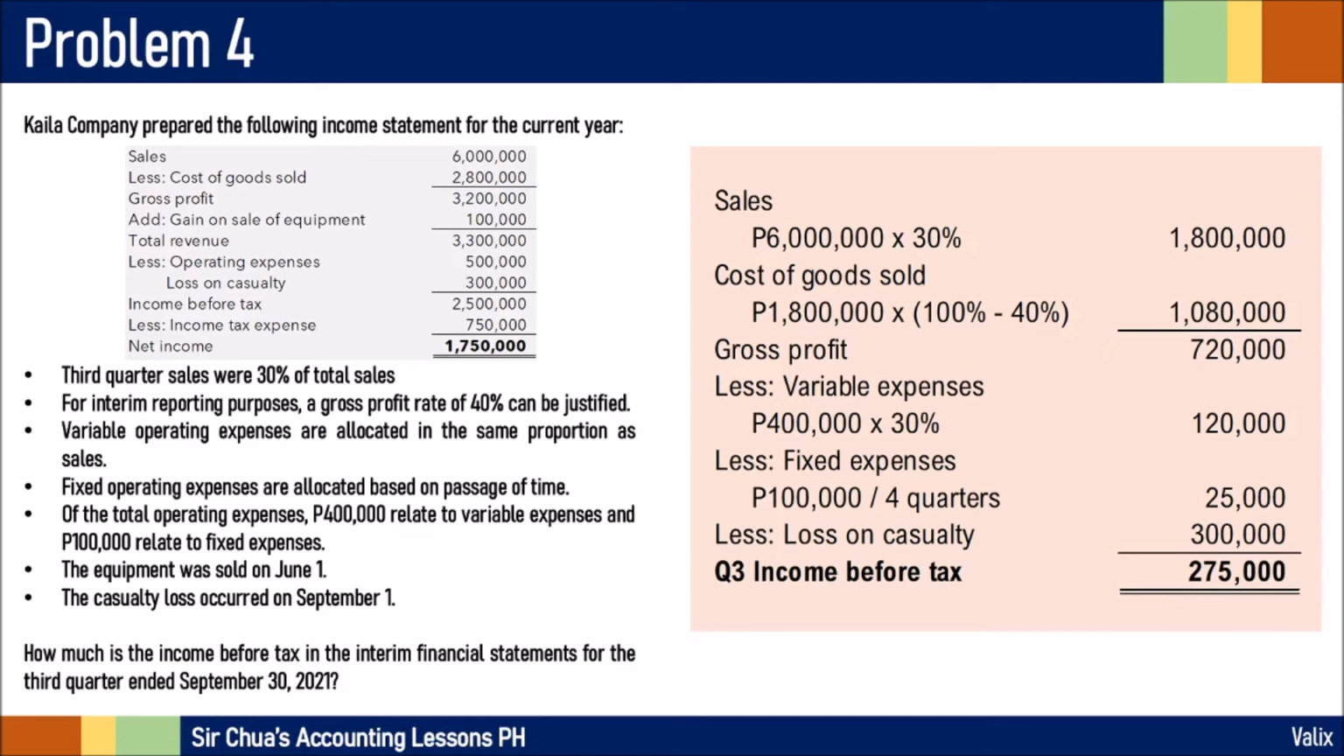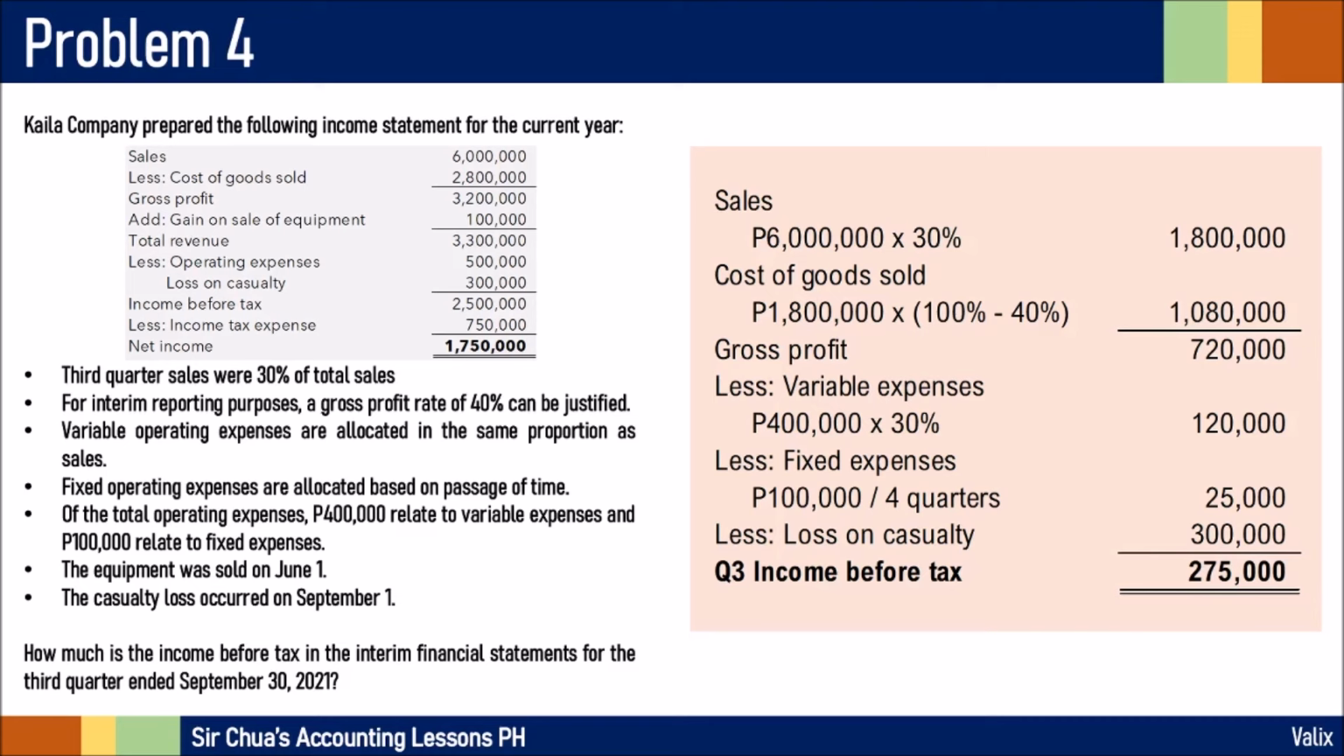Okay? Sir, ano na pong gagawin natin dun sa gain on sale of equipment? Ba't hindi na po natin makita dito sa solution? Kailan daw po ba nangyari yung selling na equipment? June 1. So, ang June 1 ay part po ng second quarter. At sabi po natin kanina, any gains or losses are not allocated in all of the time periods. Any gains or losses will only be reported in the interim reports on the quarter or the period it happened. So, hindi po siya kasama sa third quarter interim FS.